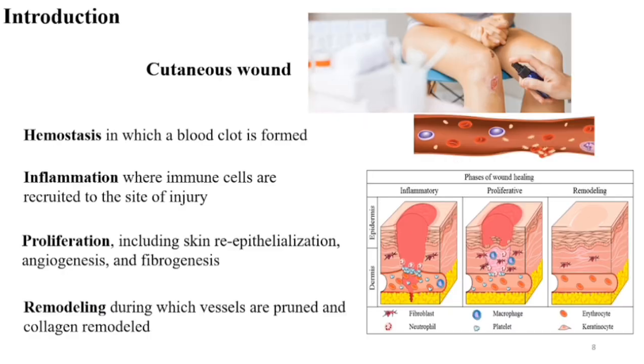For the introduction of the study, cutaneous wound healing is a complex process requiring the coordination of different cell types to ensure wound closure and tissue repair, and it is characterized by 4 overlapping phases. First, hemostasis, in which the blood clot is formed. Second, inflammation, where immune cells are recruited to the site of injury. Third, proliferation, including skin re-epithelialization, angiogenesis, and fibrogenesis. And the last is remodeling, with vessel regression and collagen remodeling, usually resulting in scar formation.